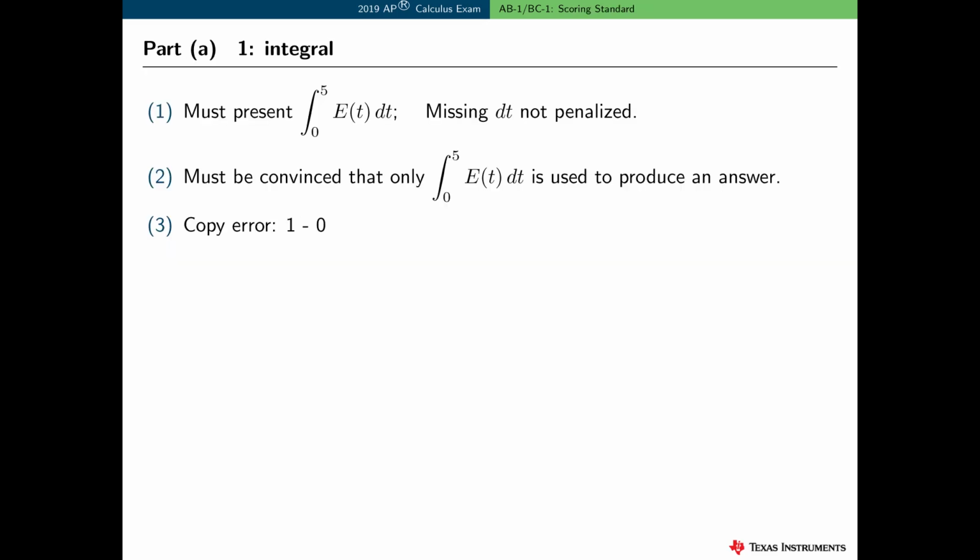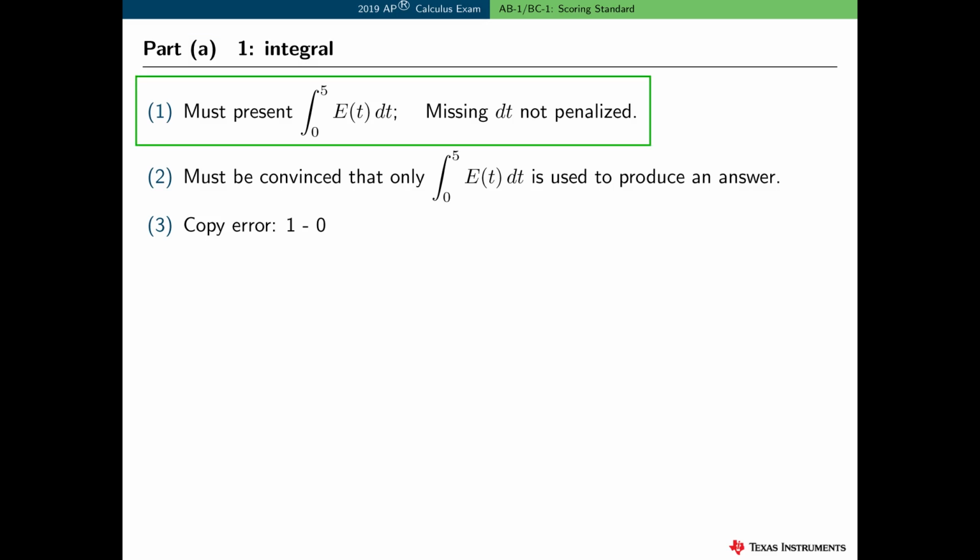Now, let's take a more careful look at the scoring guidelines. And remember, this was a calculator active question. The first point in Part A was for presenting the definite integral that represents the number of fish entering the lake over the time interval 0 to 5.